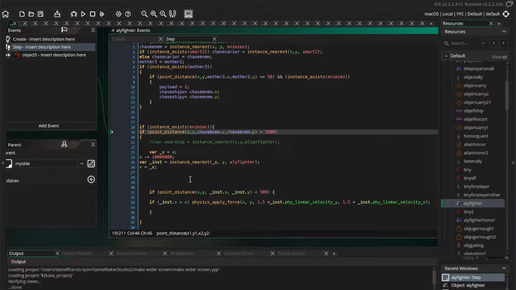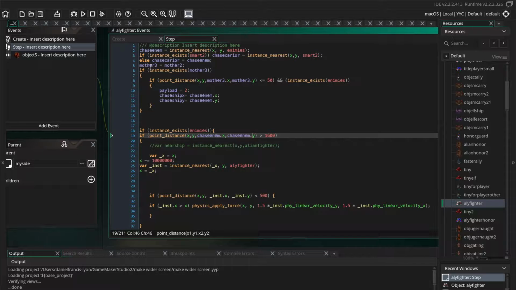get this working quickly. So first of all, the fighter needs to know who it's going to chase. Variable chasing them equals instance nearest XY enemies. XY means the XY coordinates of wherever this fighter ship is. So whatever enemy is nearest this fighter ship. This enemy is a parent object. And so all enemy ships are either children or grandchildren of this object.